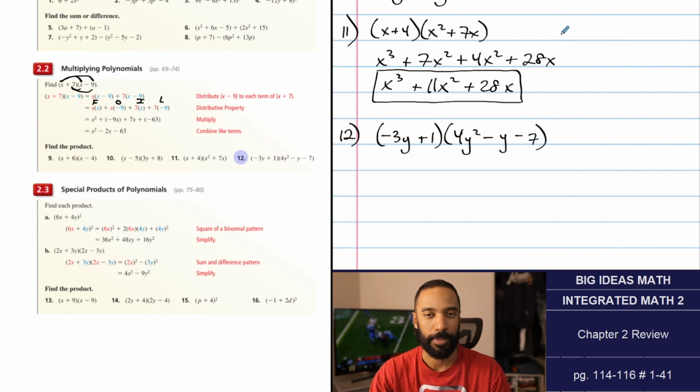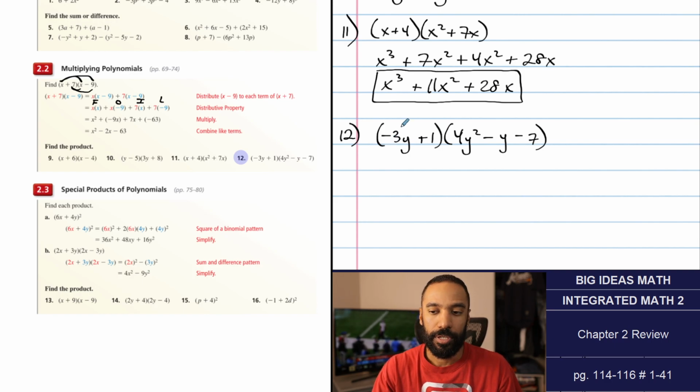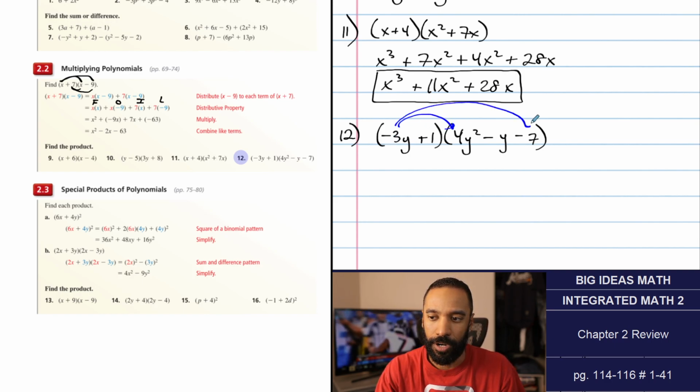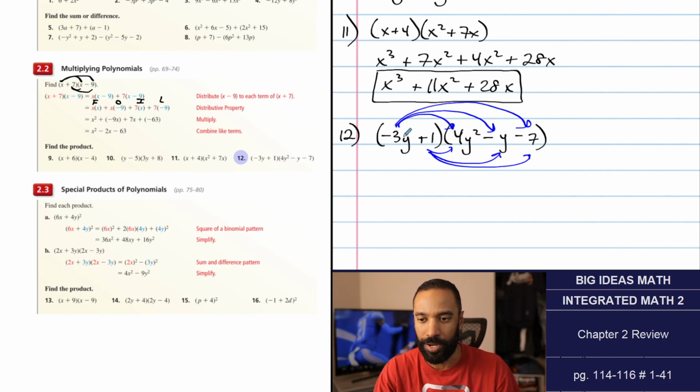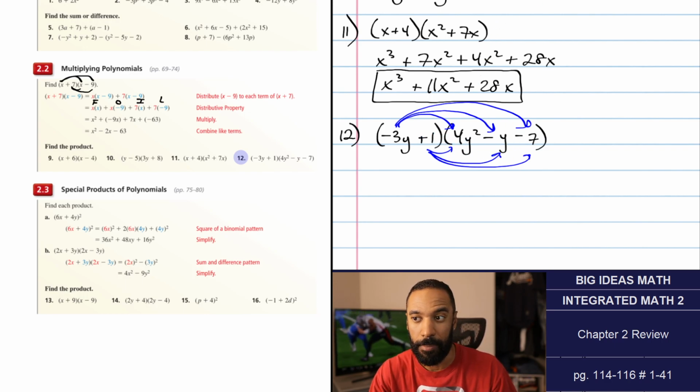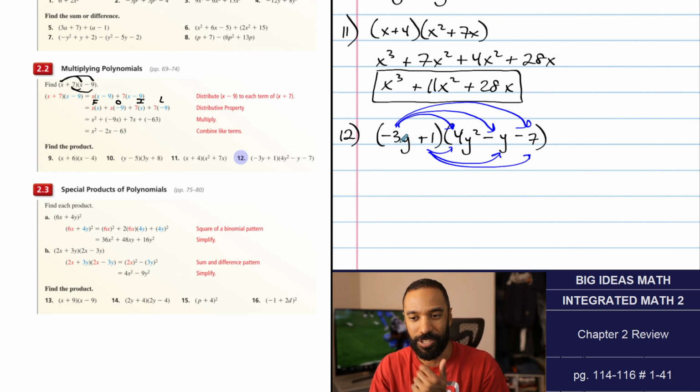The first way is through that common distribution, but not FOIL, because FOIL means first, outer, inner, and last, and you seem to skip the negative y in the process. You've got to multiply each term in one polynomial by every term in the other polynomial. So negative 3y multiplies with all three of these, and 1 multiplies with all three of these. And 1's very easy to multiply by. The numbers don't change, so that's good.